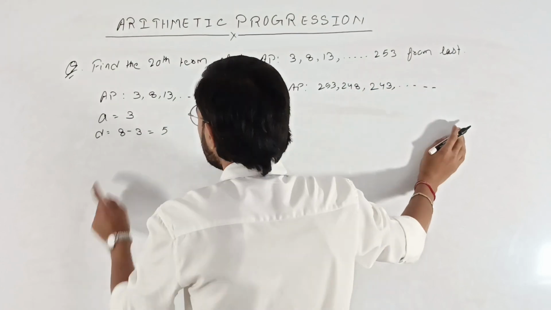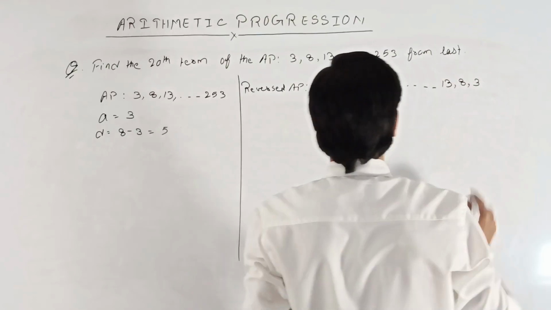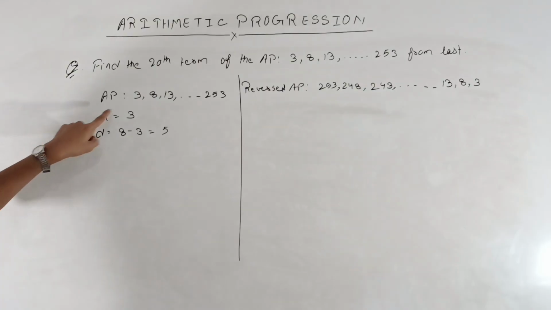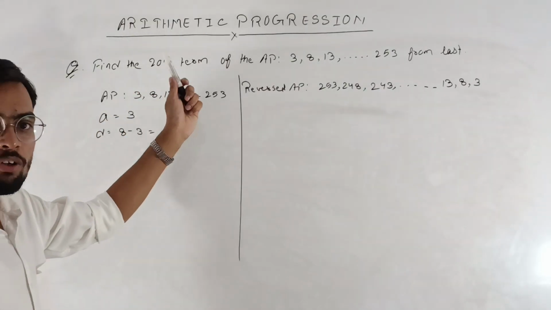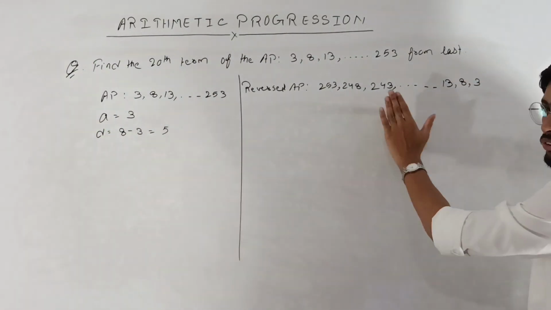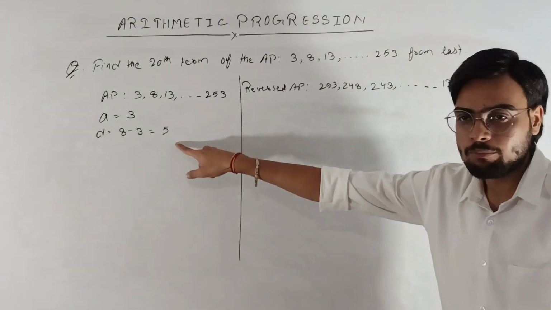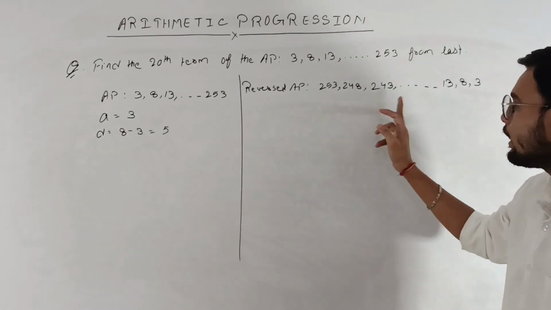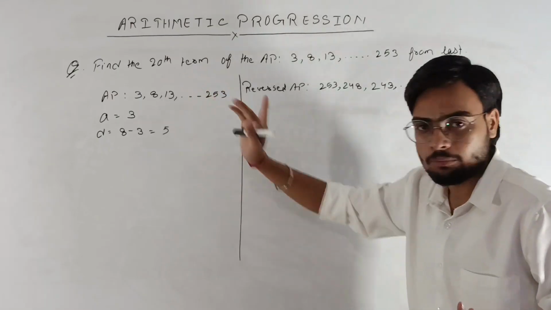This is equal to 13, 8 and 3. This is my original AP, from which I find a as 3 and d as 8 minus 3, which is 5. Now the question is asking for the 20th term from last, so I reverse this AP. The reversed AP is 253, 248, 243, up to 13, 8 and 3. How do I get 248? I subtract 5 from 253 and get 248. Again I subtract 5 from 248 and get 243. Now this is our new AP, and we have to find the 20th term of this AP.